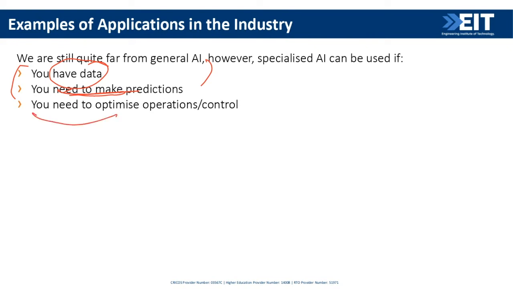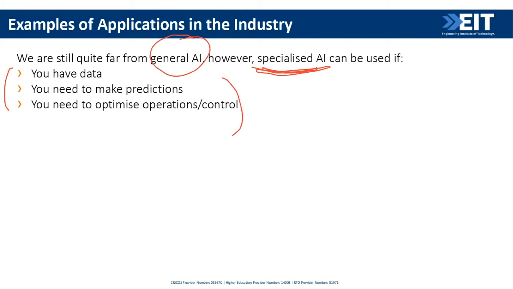If you want to do optimization, this is where AI also can certainly be used. Optimize production, optimize positioning of antennas in a certain area to make the best coverage, optimize control actions. For all of this you can use AI. So all of this is specialized AI or weak AI. So we can benefit from AI even though we are still far from artificial general intelligence.